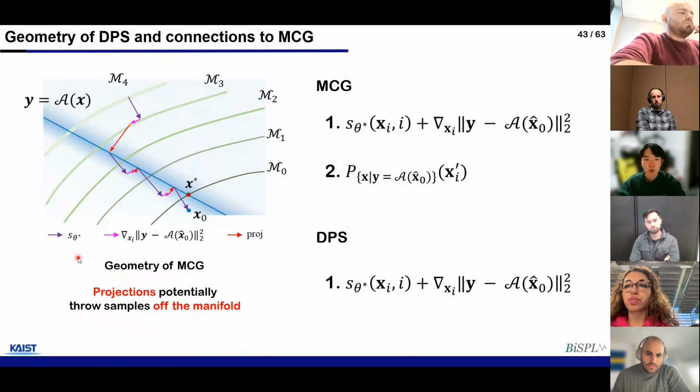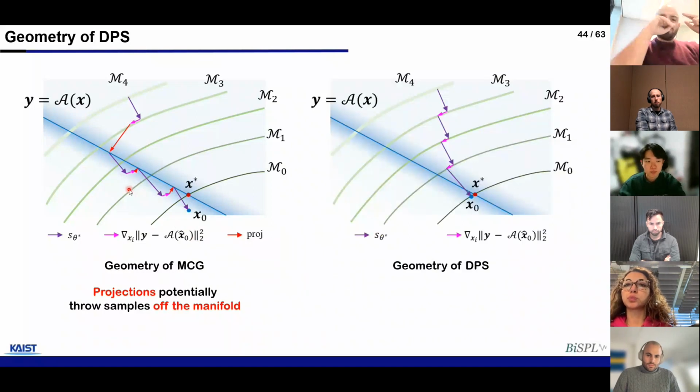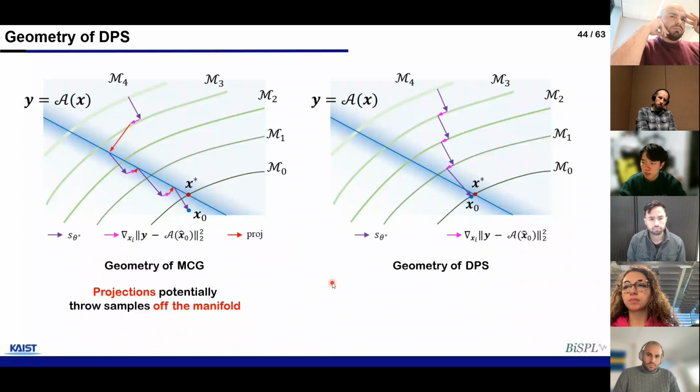Now, for the Gaussian case, the only difference between MCG and DPS is that we do not use projections for DPS. Leveraging the geometric viewpoint of diffusion models, we can think that DPS is superior to MCG specifically because we avoid such projections, as projections here can potentially throw samples off the data manifold. Hence, DPS will typically be more stable by avoiding such throw-offs. And by the way, this is just an illustration. It doesn't really guarantee anything that our solver will always stay on the noisy data manifolds.